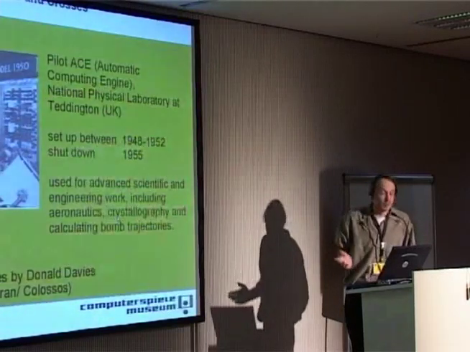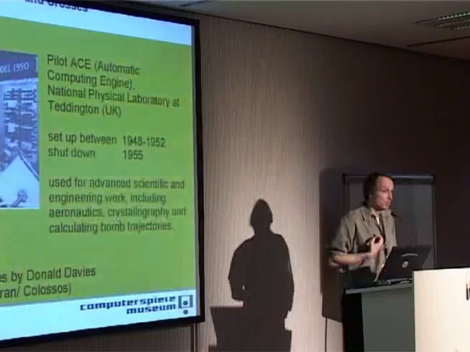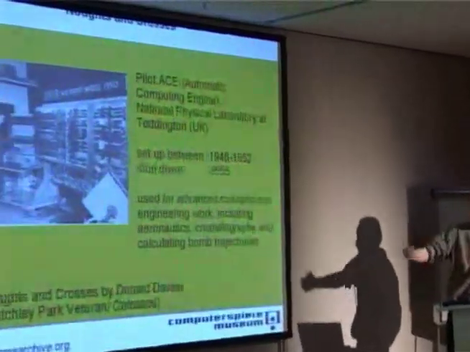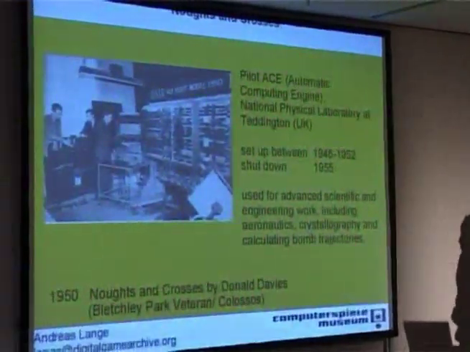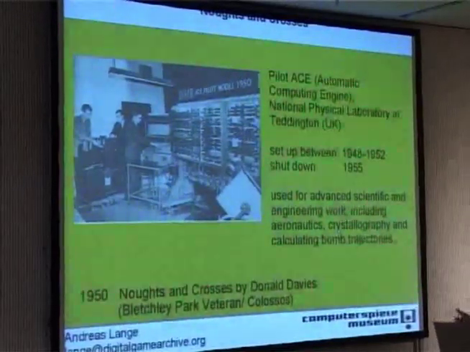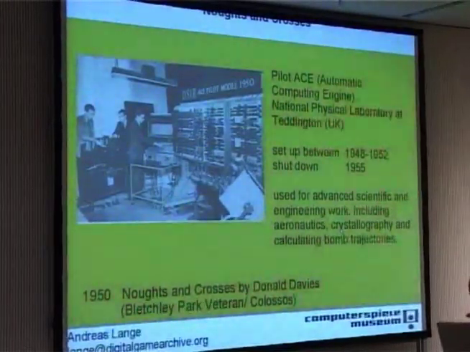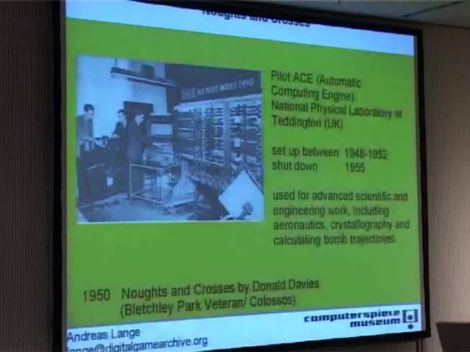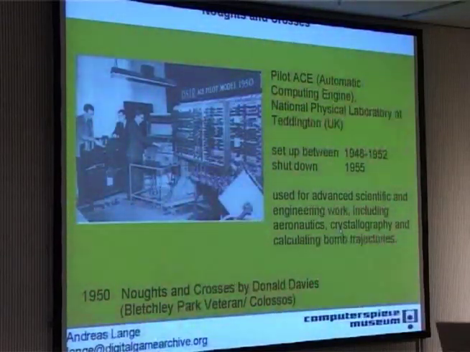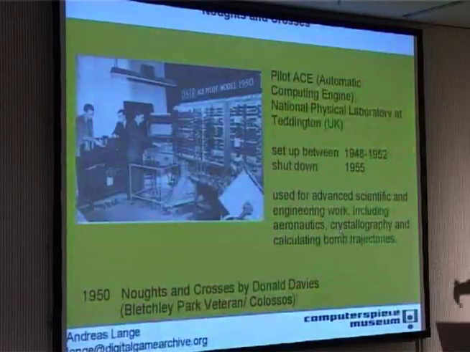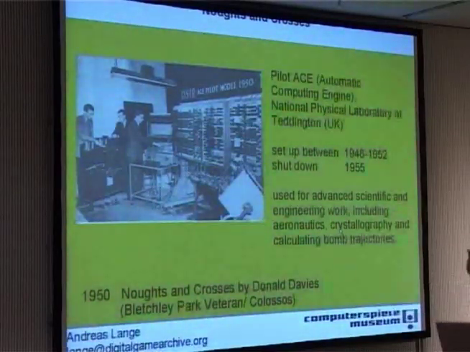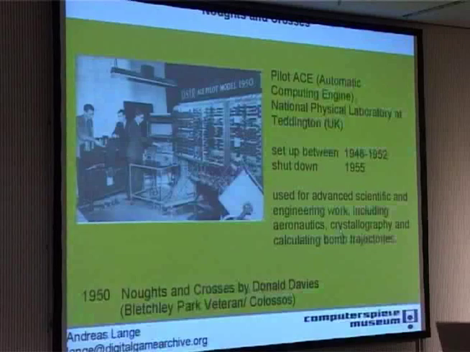So the first noughts and crosses I found was in 1950, programmed by a Bletchley Park veteran. And Bletchley Park, this is the laboratory where the Colossus computer was developed. This secret military project was kept secret until the early 70s. And people like him who invented this Colossus computer for sure keep on working with computers, and he is the first example.